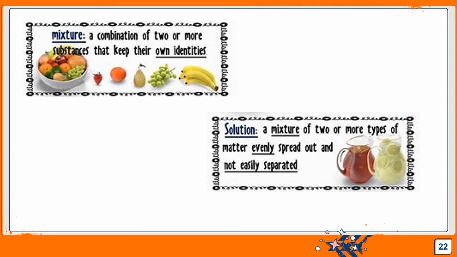In summary, a mixture is a combination of two or more substances that keep their own identities. If you have bananas, grapes, pears, strawberries, and peaches, and you combine all of them, but they still have their own identity, that's a mixture. If you have a mixture of two or more types of matter that evenly spread out but are not easily separated, that is a solution. And now you have solved the mystery of what a mixture and a solution are.